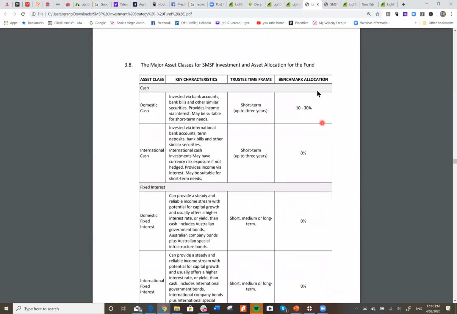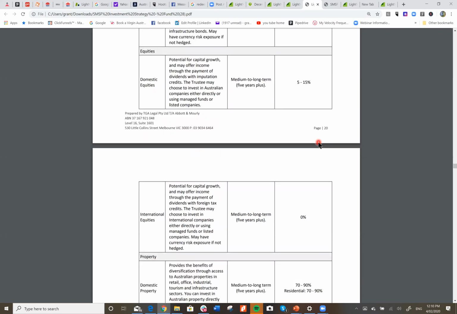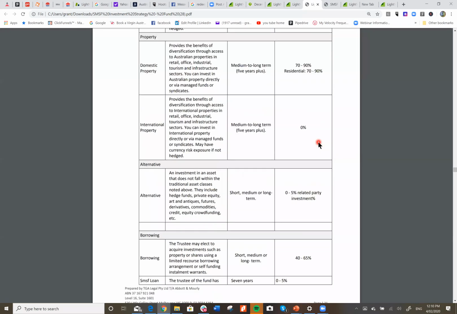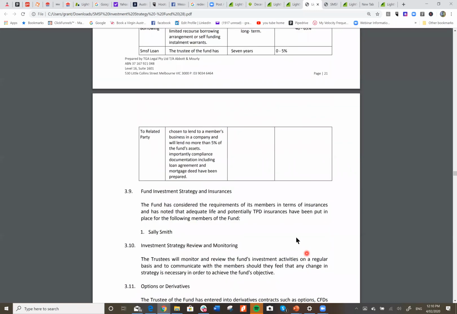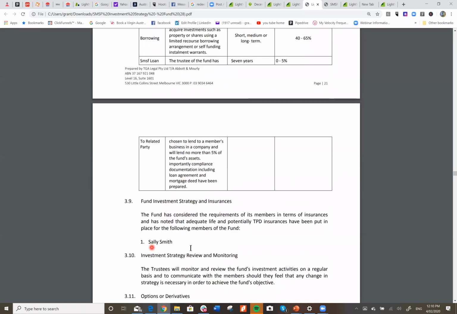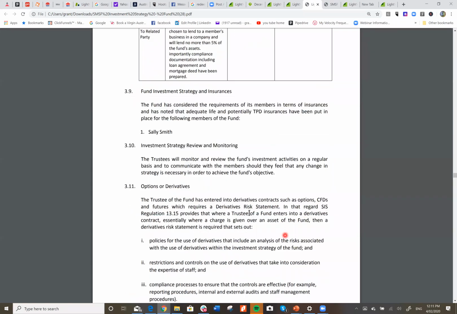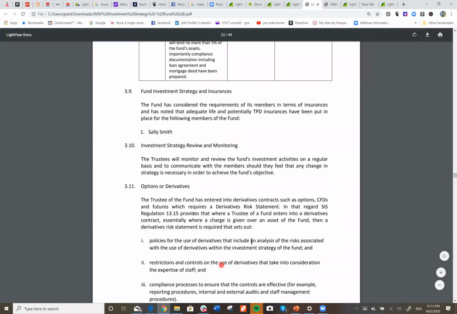You can see here we've got all your benchmark allocations, which is really what's required from the commissioner. As you see, we've got the customizable asset there, which you can do, and you can build hundreds of those. You've got your insurances for Sally Smith, but she's the only one being prepared, so the fund's considered for all the members. We've only put insurances for Sally Smith. We've got investment strategy, and I did tick options and derivatives. So in that one, that statement will pop up.